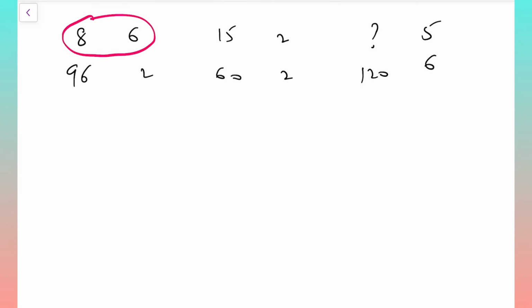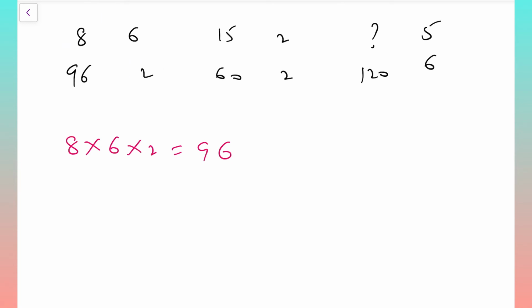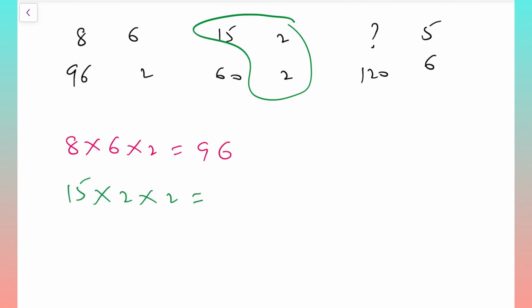8 6s are 48, 48 2s are 96. So multiplication of all the numbers. 8 into 6 into 2, it's nothing but 96. The same with the second one also. These three numbers we need to multiply. That is 15 into 2 into 2. 15 2s are 30, 30 2s are 60.